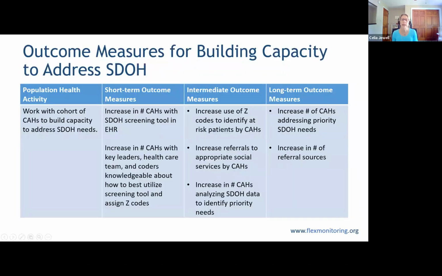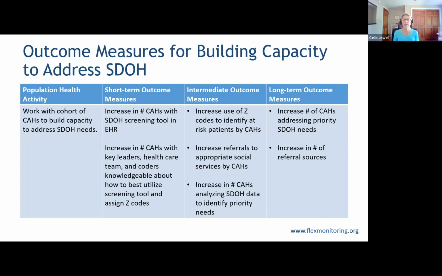Based on the previous slide, here are examples of outcome measures you could use. The short-term outcomes measure whether the hospitals have incorporated the screening tool into their electronic health records and whether there is a change in knowledge among staff on how to best utilize the screening tool and Z-codes.